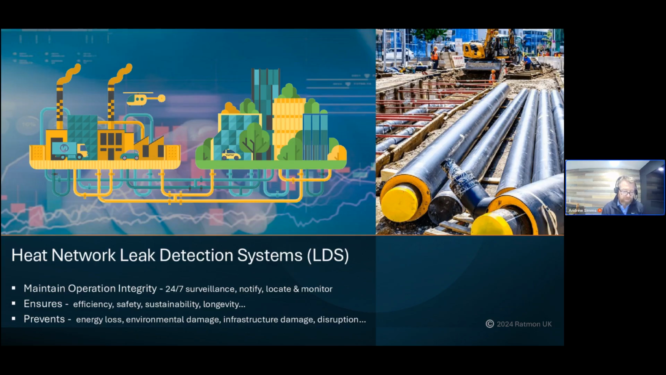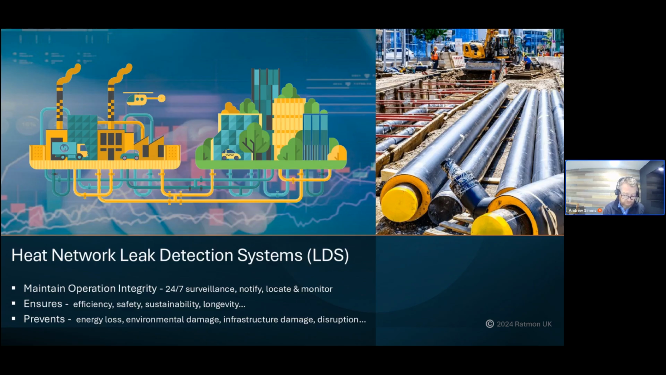Why have leak detection systems on heat networks? Leak detection systems are designed to maintain the operational integrity of heat networks. These systems provide continuous 24/7 surveillance, ensuring that even the smallest faults or leaks are detected early. By automatically notifying operators, pinpointing the location of leaks, and providing detailed monitoring data, leak detection systems empower teams to respond quickly and effectively. This minimizes downtime and keeps the network running smoothly.